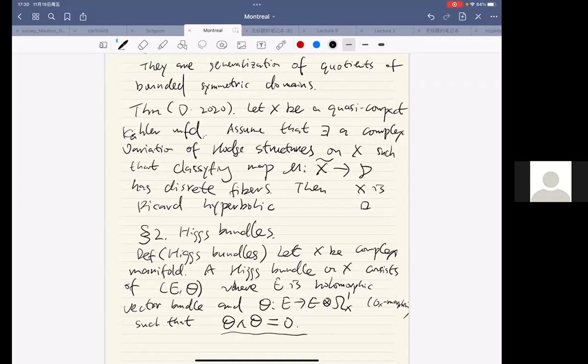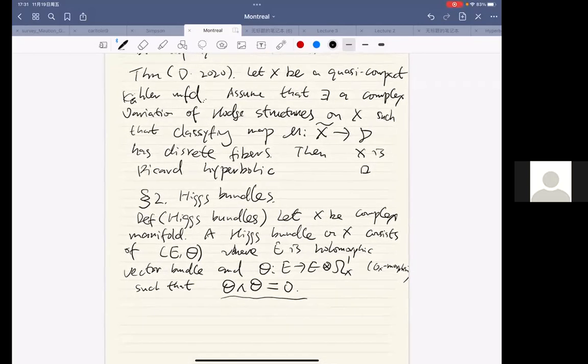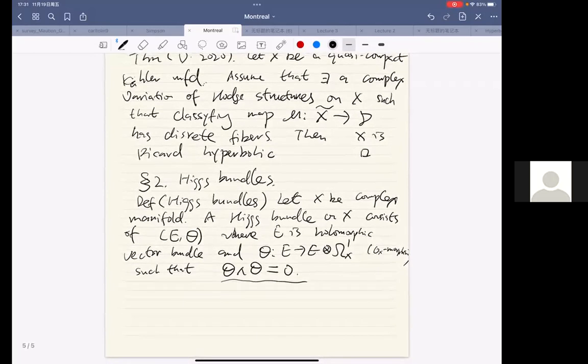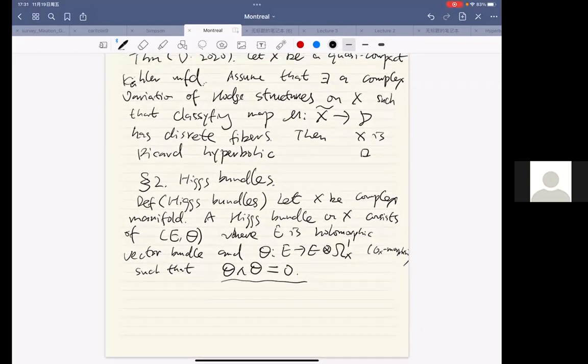From Simpson's point of view, it comes from a complex variation of Hodge structures. You have a Hodge filtration. When you take the graded pieces of the Hodge filtration and restrict the Gauss-Manin connection to every graded piece, you automatically get a Higgs bundle. By the work of Simpson, we know that. Therefore it can be seen as a generalization of variations of Hodge structures. But we now need some metrics.